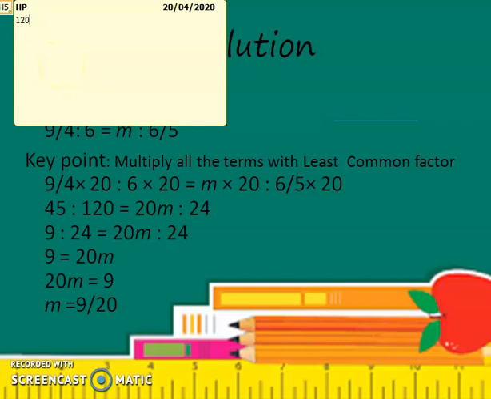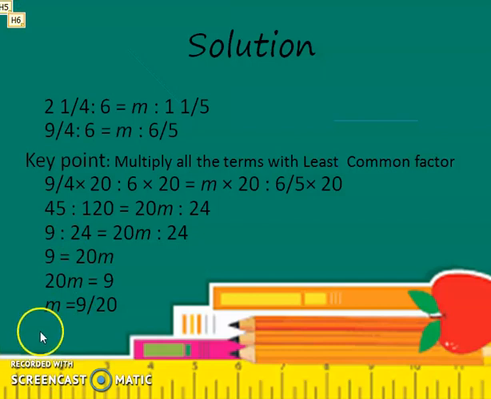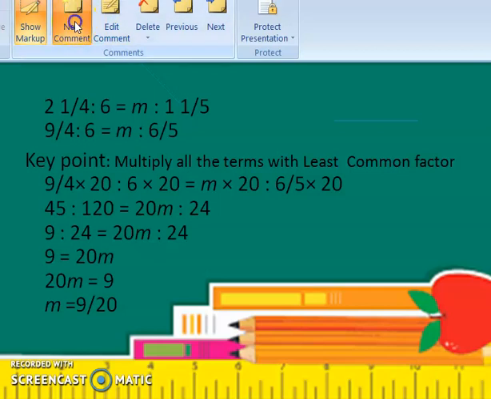120 is having a common factor. Can anyone tell? Think. Okay. So here we can simplify the equation, this proportion, this ratio here. How? We will check the factors.